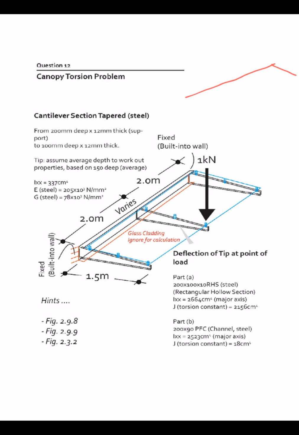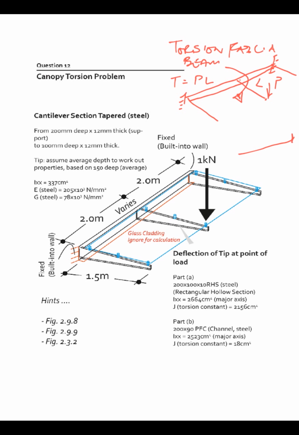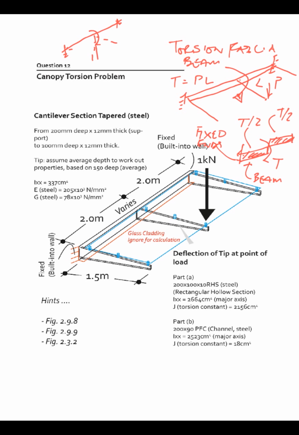Question 12, this is a canopy which comprises 3 cantilever arms which sit on a fascia beam which is fixed at the ends rotationally, and we're going to look at 2 options for the beam. It's got a load of P which is the maintenance load, and L is the length of the cantilever, so we're looking at torsion, which is TL, exerted on the fascia beam, and this is split in the middle, T over 2, T over 2, to the supports, and we're going to look at the rotation of this.